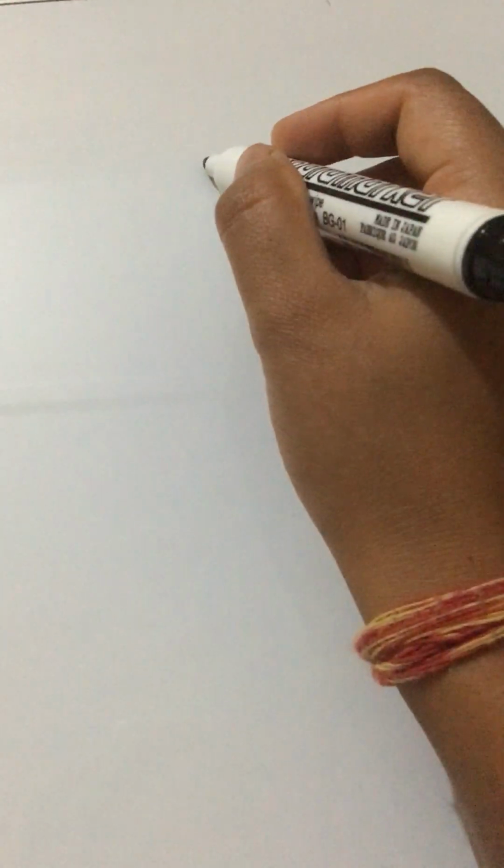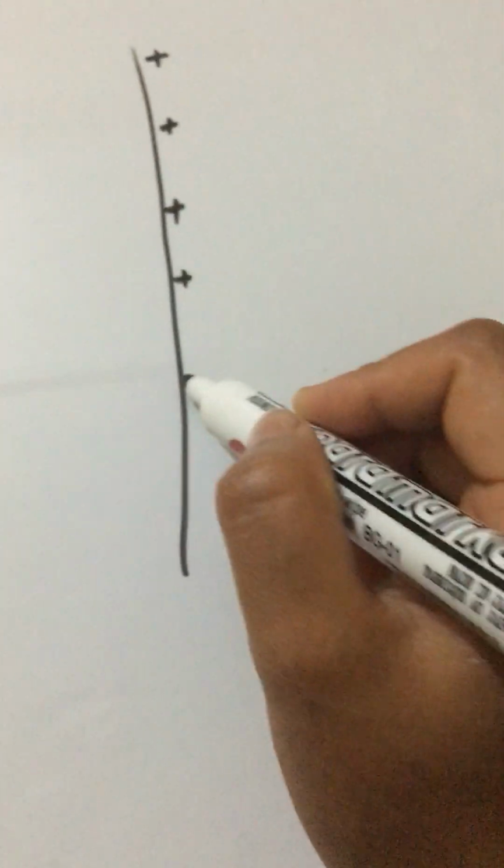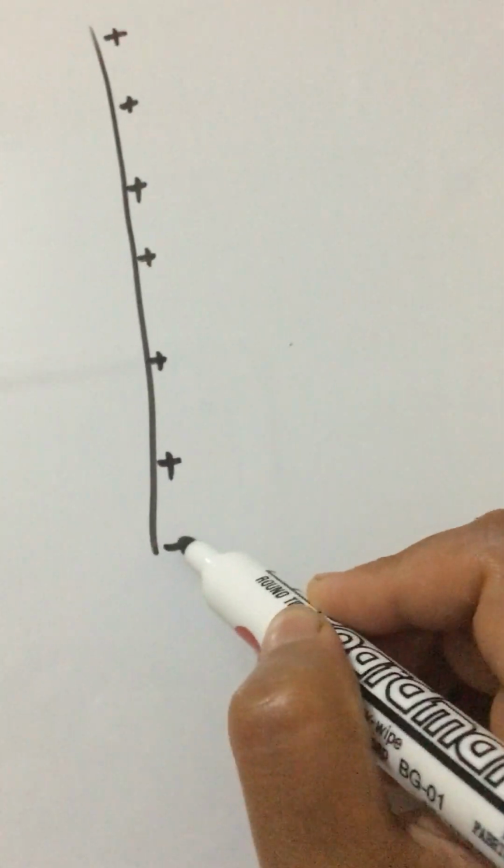Now, in order to use Gauss theorem, we need to have a closed surface, right? For that purpose, suppose here is a line, and on the line there are uniformly distributed charges, right or not?